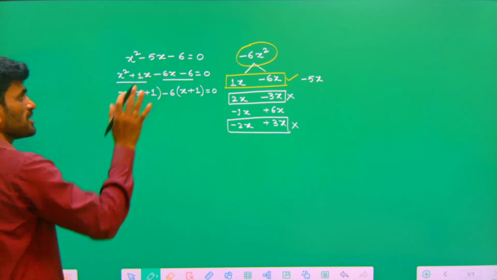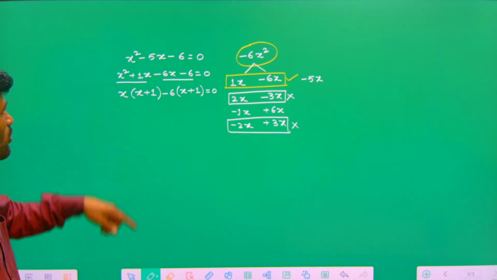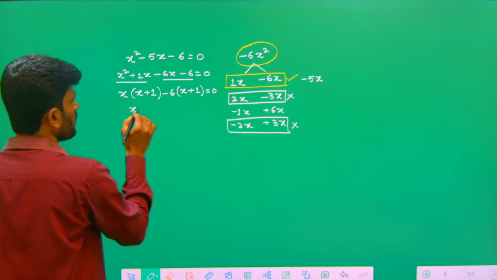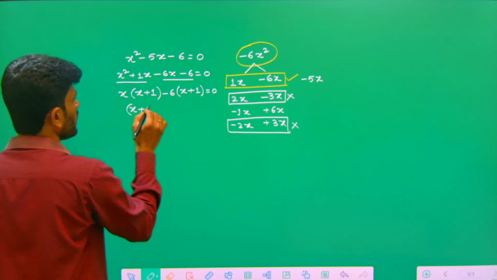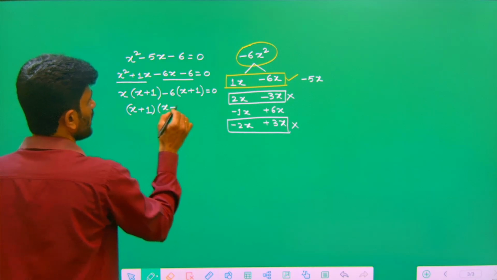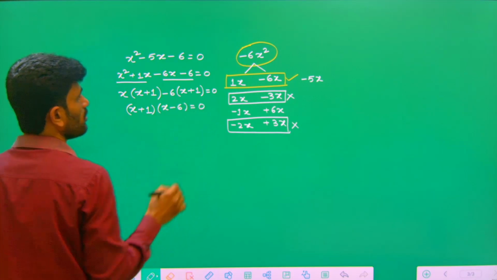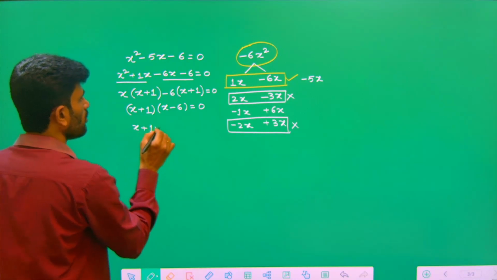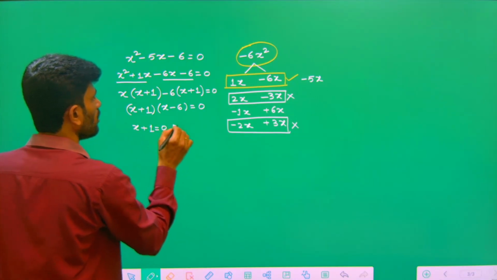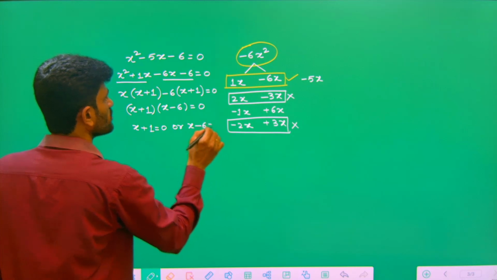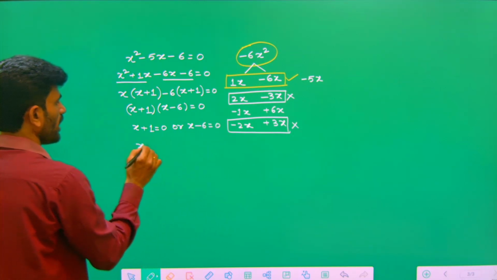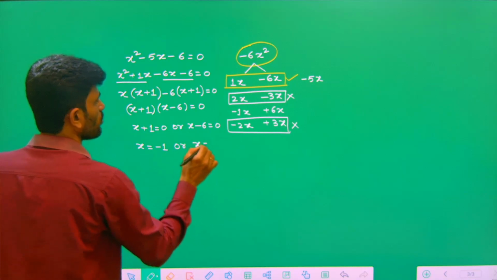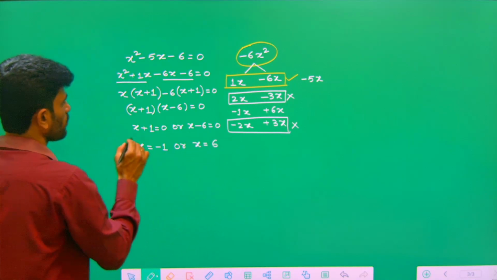If you are not getting the same result when you multiply, you went somewhere wrong, you have to check it again. So x plus 1 is common in both. If you take x plus 1 common, inside the brackets it is x minus 6 is equal to 0. Now x plus 1 is equal to 0, or x minus 6 is equal to 0. Now x is equal to minus 1, or x is equal to 6. These are the roots of the quadratic equation.